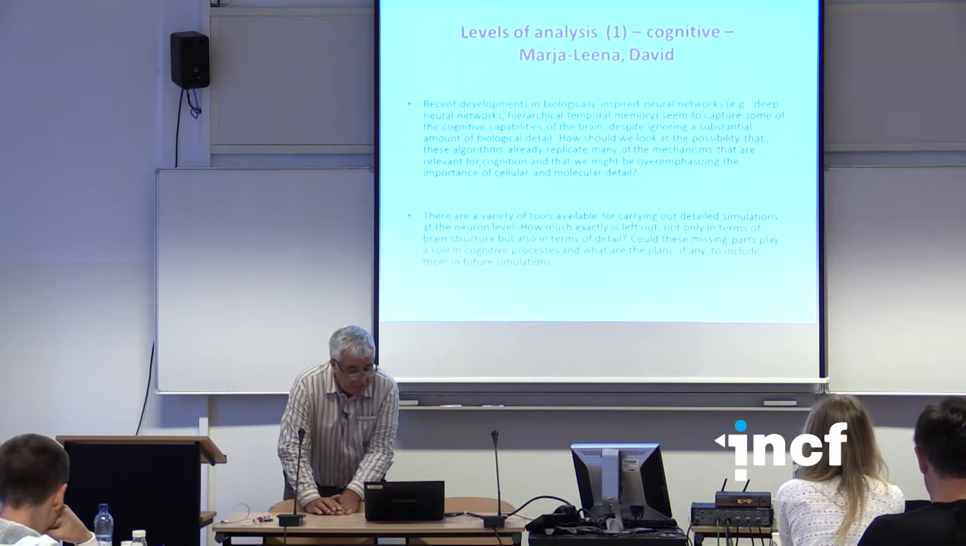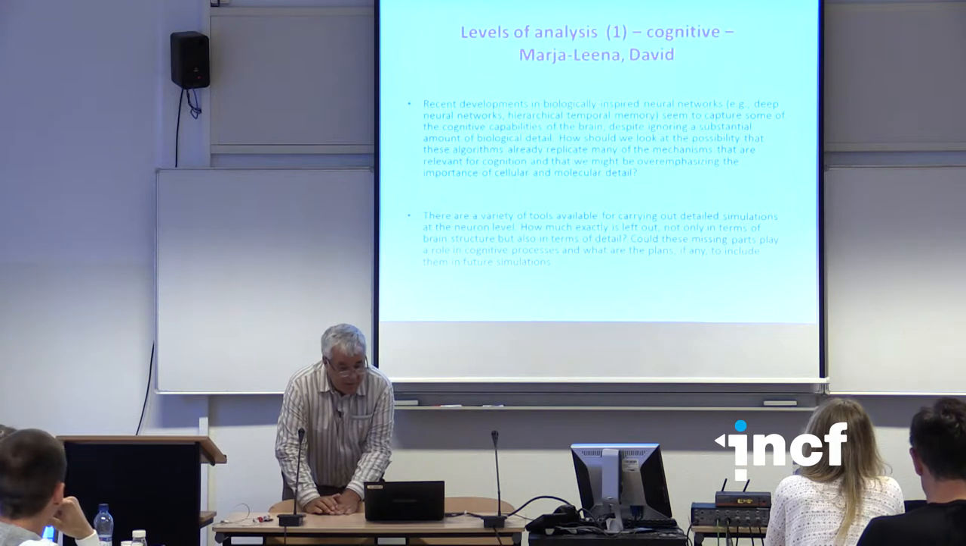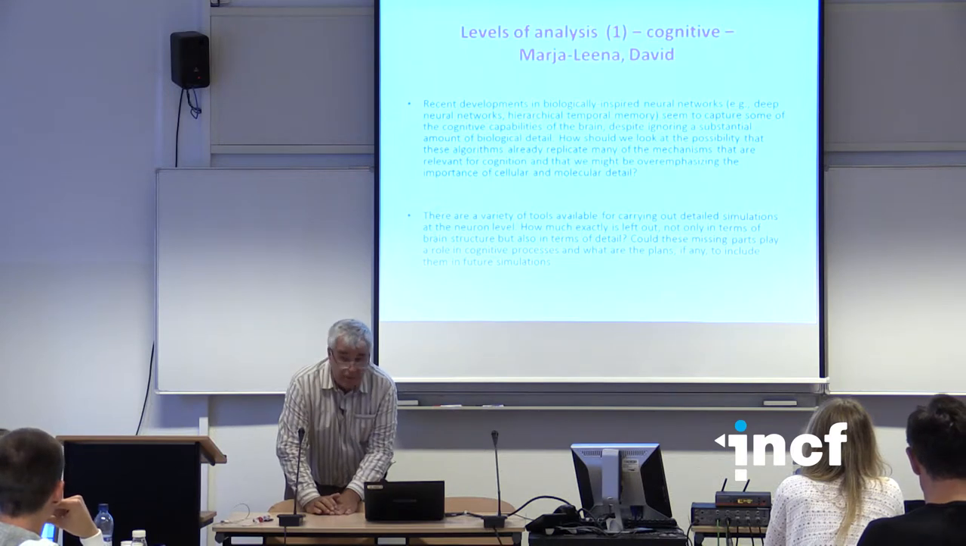The other question is, there are a variety of tools available for carrying out detailed simulations at the neural level. How much exactly is left out, not only in terms of brain structure, but also in terms of detail? Could these missing parts play a role in cognitive processes? And what are the plans, if any, to include them in future simulations?